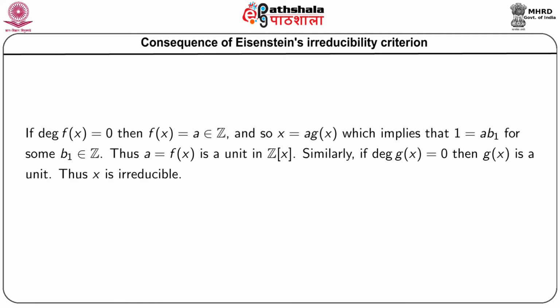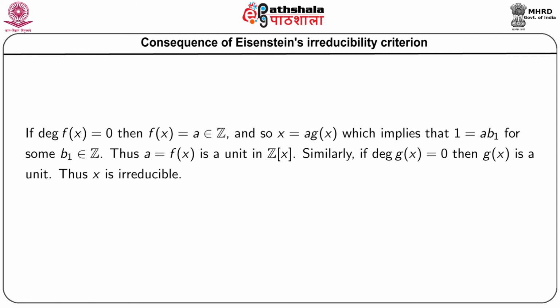If degree of f(x) equal to 0, then f(x) equal to a belongs to Z, and so x becomes a into g(x), which implies that a into b1 equal to 1, where b1 is the coefficient of x in g(x), and thus a equal to f(x) becomes a unit in Z[x]. Thus we see that if x is a product of f(x) and g(x), then either f(x) is a unit or g(x) is a unit, and hence x is irreducible.